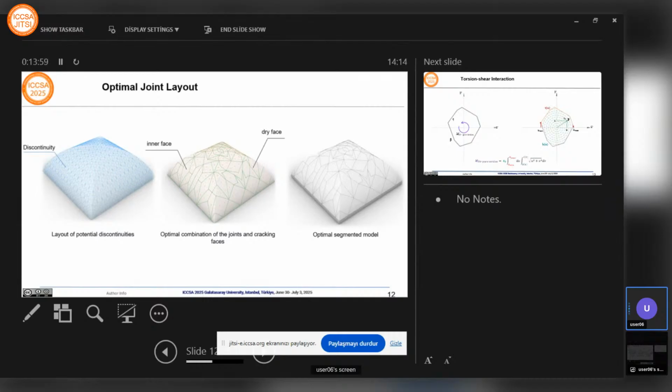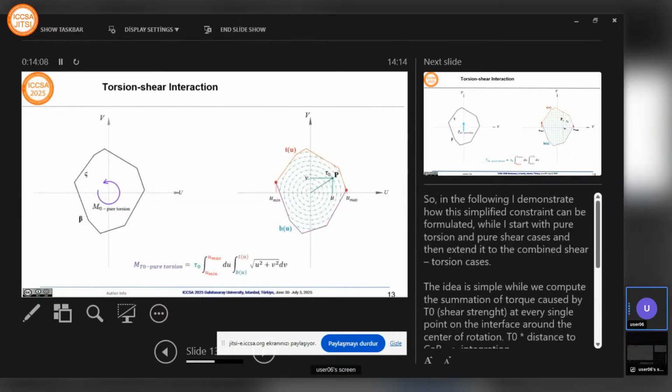So it's very important for extendability of the formulation to different geometries. To be able to investigate that, first I demonstrate how this simplified constraint can be formulated. For that, I start with pure torsion and pure shear cases that you can see here. And the idea is simple.